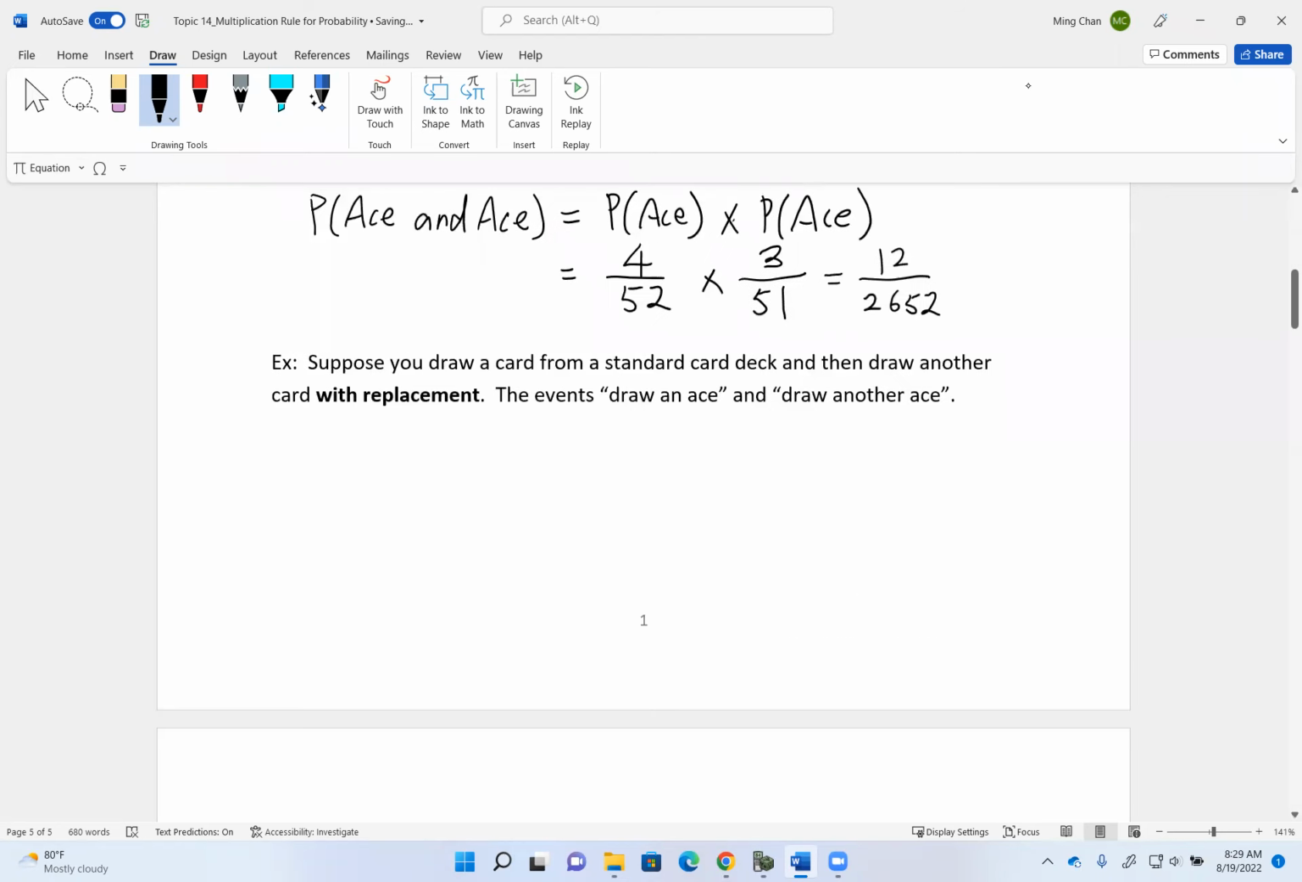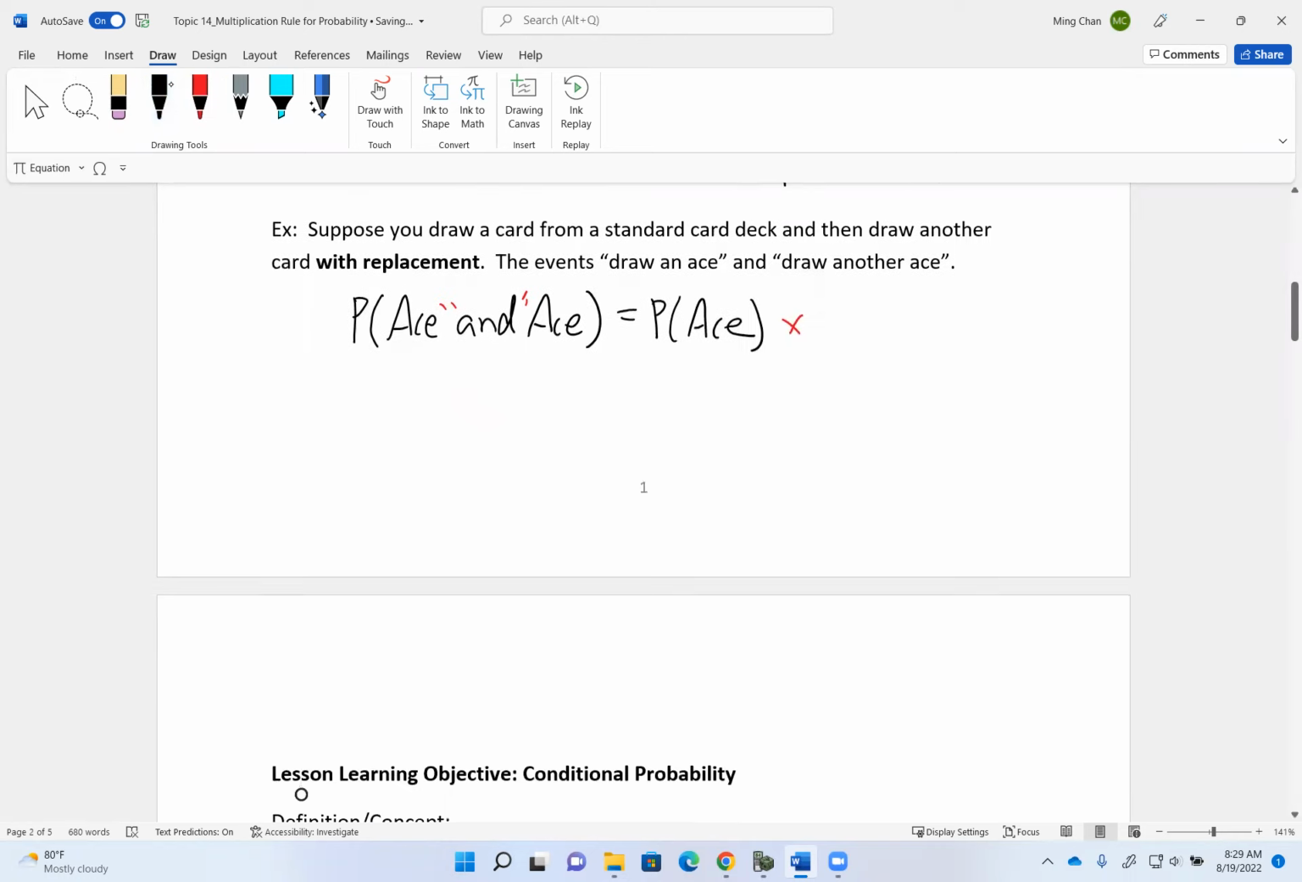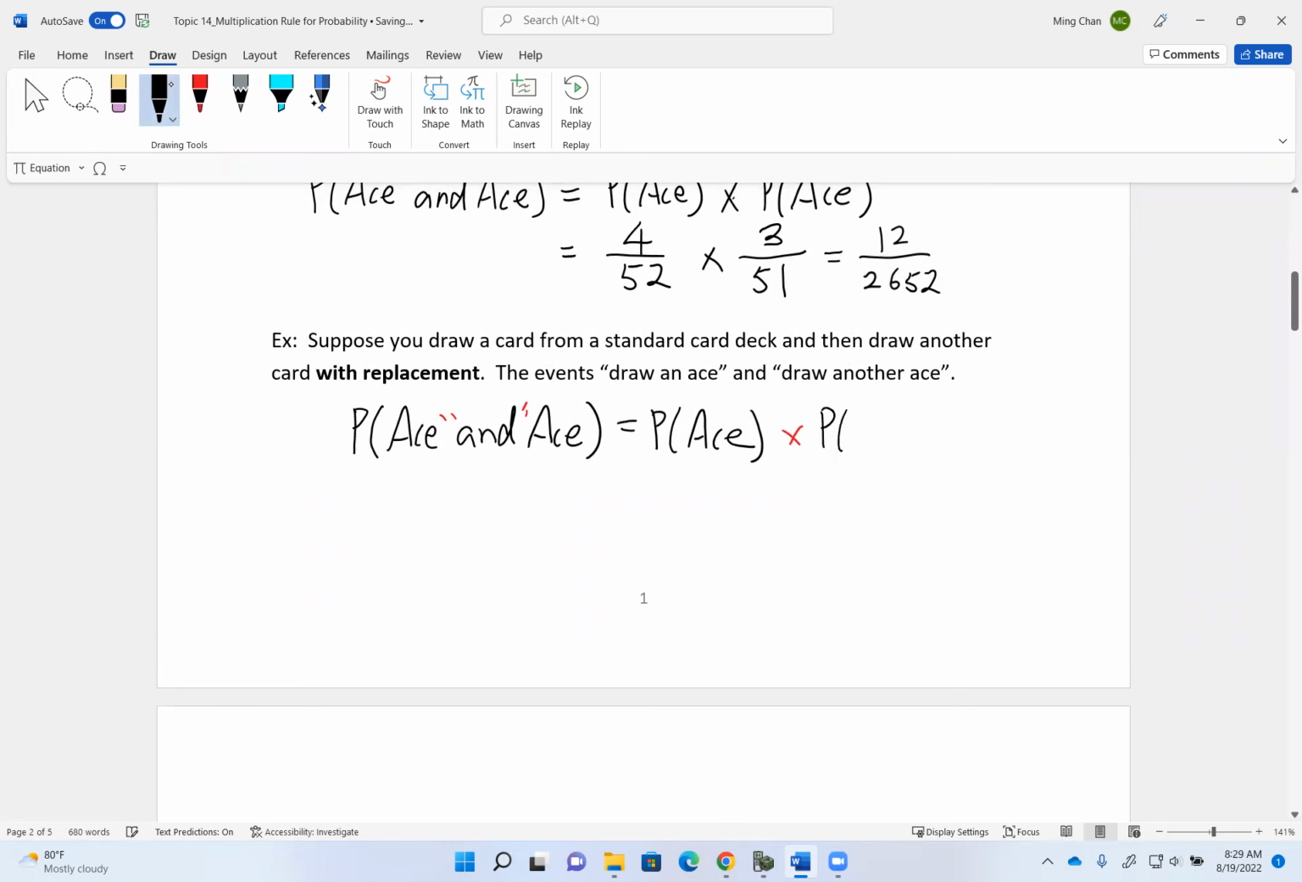So with replacement, same thing, drawing an ace and drawing another ace. Okay, so once again, the word "and" means we will multiply the two events. So this time, the probability of drawing the first ace is still going to be 4 ways out of 52.